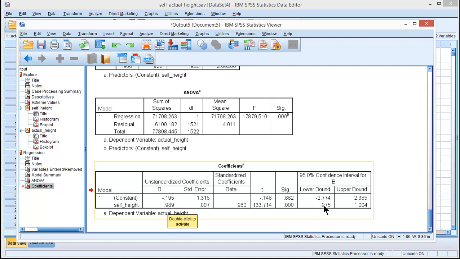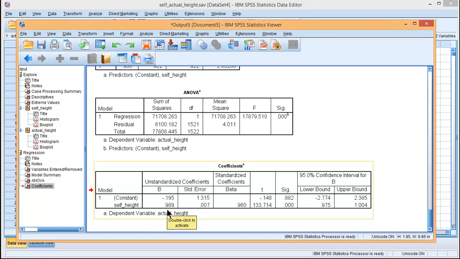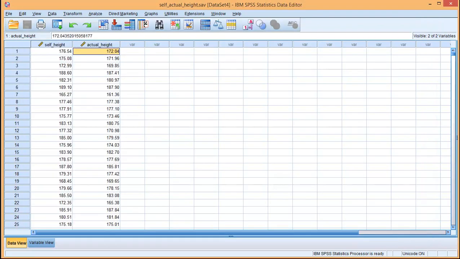And the 95% confidence intervals also support the idea that there is a statistically significant effect between self-reported height and actual height. And we can see that the lower bound 95% confidence interval is 0.975 and the upper bound is 1.00. So what does this mean? It means that for each centimeter, it's a unit increase. So this is measured in centimeters, self-height in centimeters and actual height in centimeters.